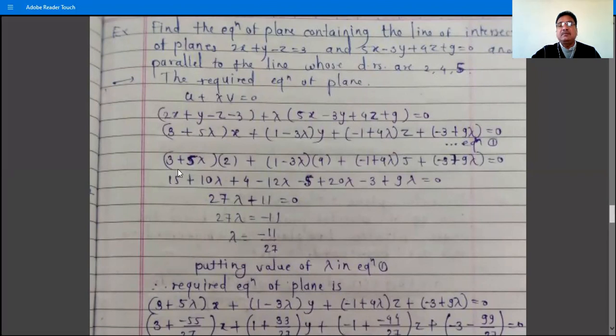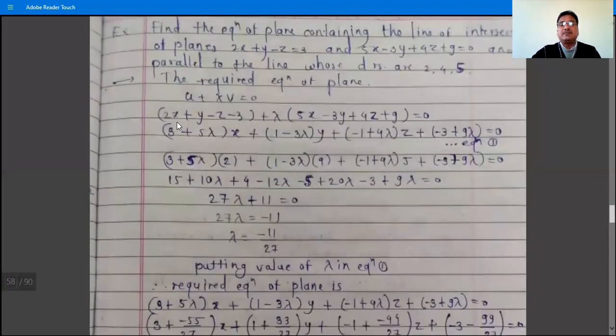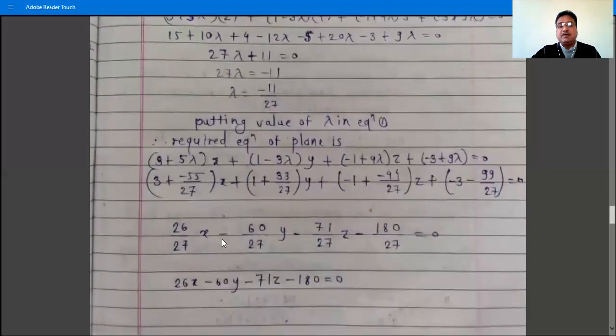We have the multiplication of the coefficient of x into 2, the coefficient of y into 4, and the coefficient of z into 5 is equal to 0. Then simplify and find the value of lambda, and substitute that value in the equation star, or equation 1, and we get the required equation of plane.